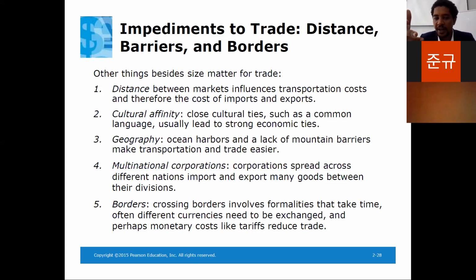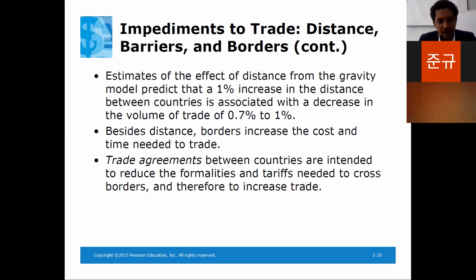And these formalities take time, and often different currencies need to be exchanged because, for example, Mexico and the US are not using the same currency. Mexico is using the peso, the US is using dollars, right? So we need to exchange the currencies, and perhaps monetary costs like tariffs will be there, but maybe because of free trade, there would not be tariffs. But there are other formalities that take time. So I will show you how borders affect trade in the next slide.